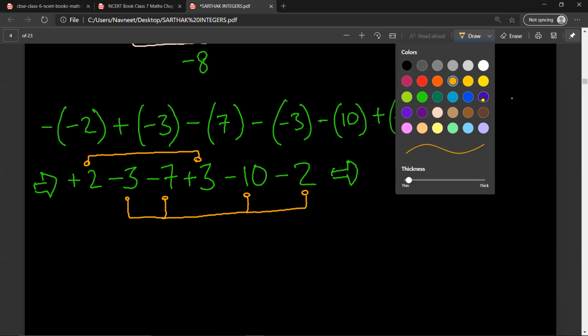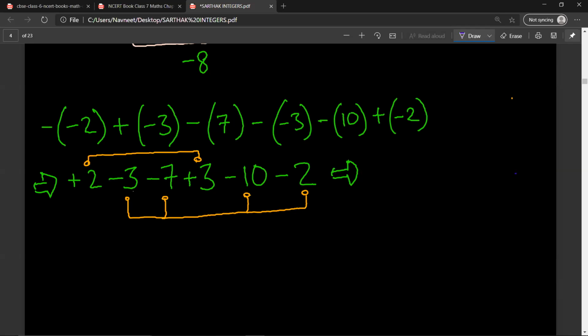Minus 17. Okay. Let us check. So I'll solve the negatives first. Minus 3 minus 7 is minus 10. Minus 10 minus 10 is minus 20, minus 22. And this is 3 plus 2 is 5. Sarthak, is it okay? Yes, sir. So the answer would be minus 17. Correct. Sarthak, have you understood? Yes, sir.